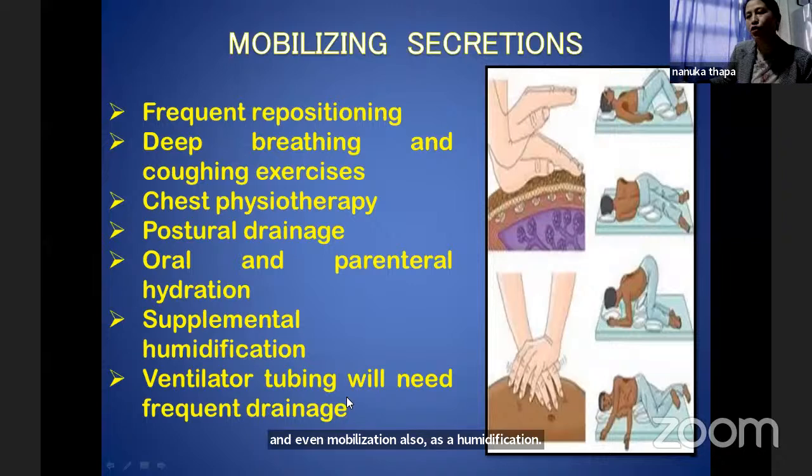Then ventilator tubings will need frequent drainage. So sometimes after exhalation, the moisture will be trapped and it will collect in the ventilator circuit. So that water should be drained out.